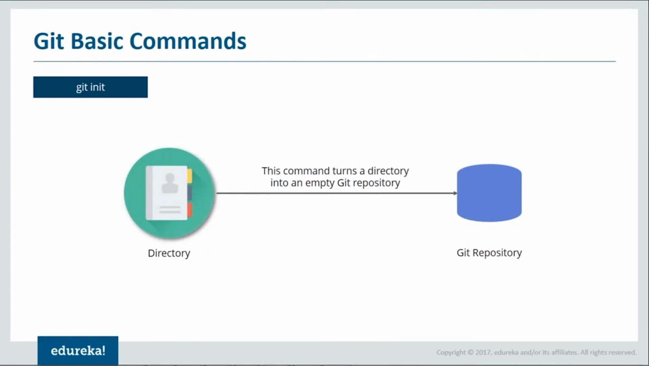So the first command that we are going to discuss is basically the git init command, which will turn a directory into an empty Git repository. So for that, I'll open my virtual machine to show you practically. If you are facing any issues in installing Git, you can go ahead and refer to my Git installation video. There also, I have installed Git in CentOS version 6.5. So for now, let me open my virtual machine and I'll show you there.